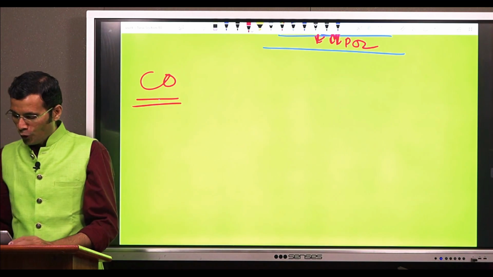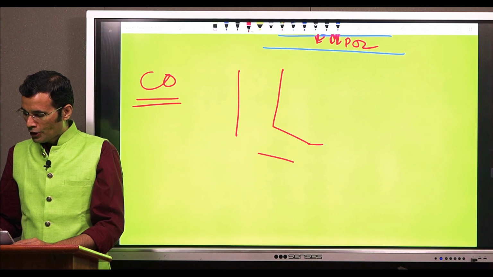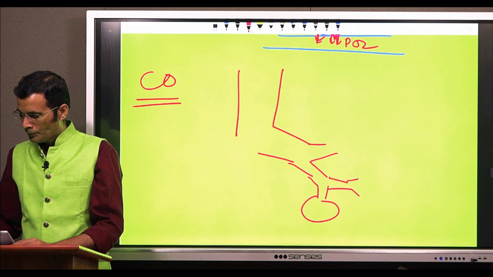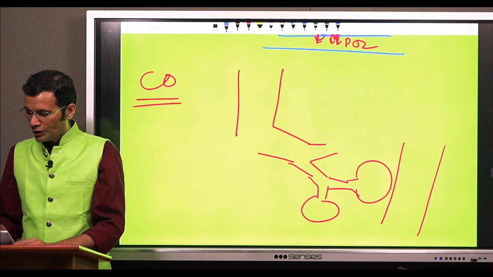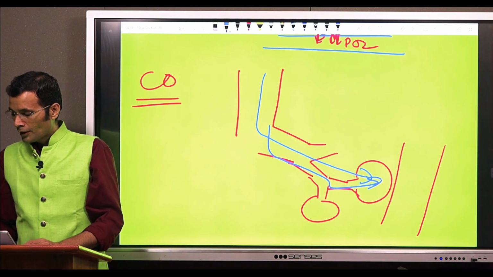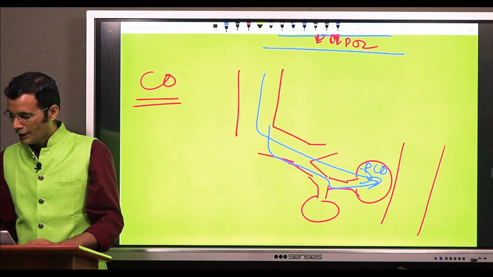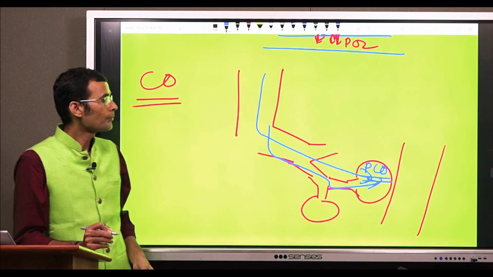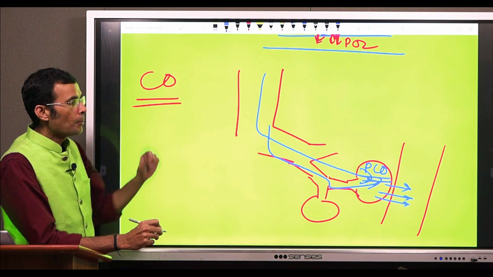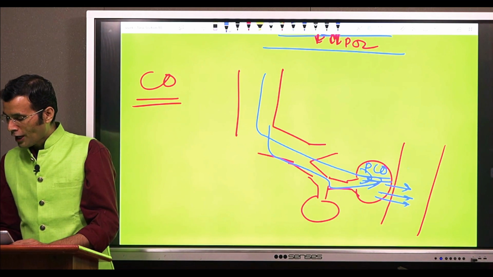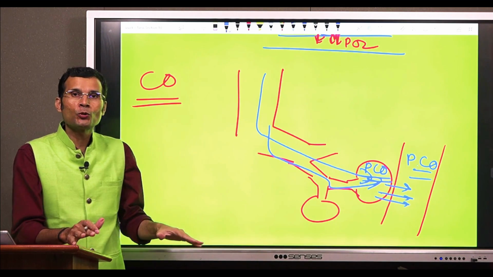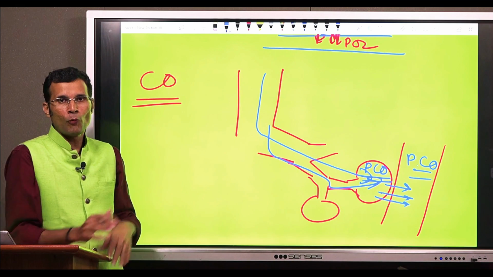Why carbon monoxide? Because if we give carbon monoxide by inhalation, it will reach the alveolus and the partial pressure of carbon monoxide in the alveolus will increase. It will start diffusing into the pulmonary capillary blood, but the partial pressure of carbon monoxide in the pulmonary blood will be zero. It will never rise. Why is that?